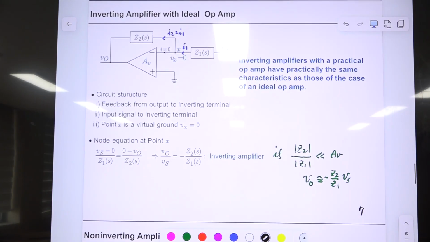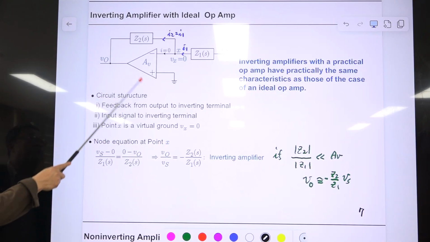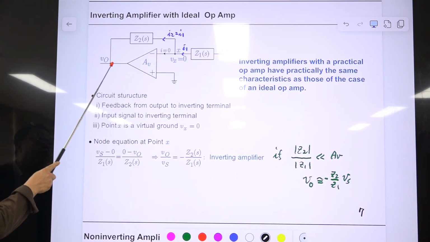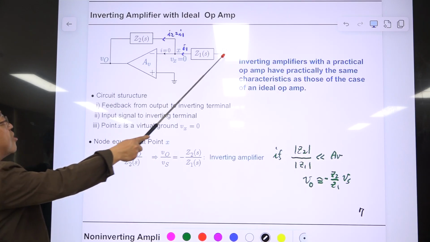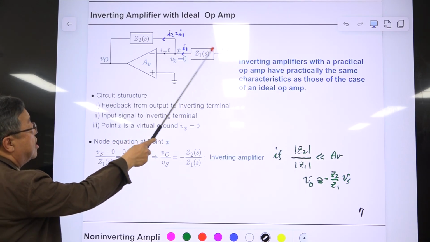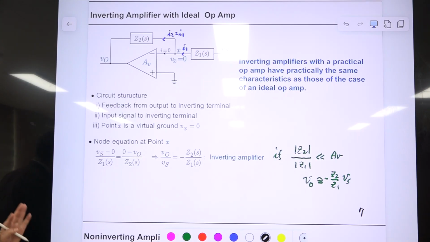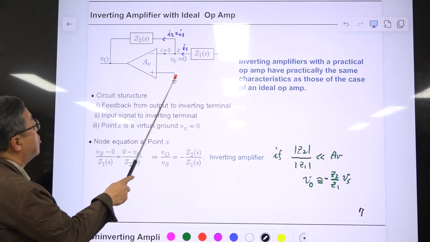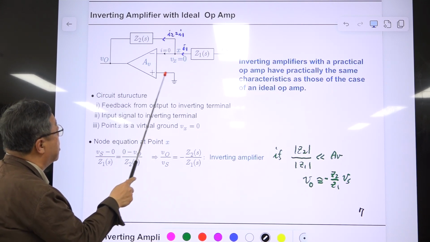Here is a configuration called inverting amplifier. In an operational amplifier, there are 2 inputs and 1 output. So there are only 2 ways to apply the input voltage. One is that the input is connected through some impedance element to this inverting terminal. That is called inverting amplifier. And in the other case, the input will be connected here through some impedance component or directly.